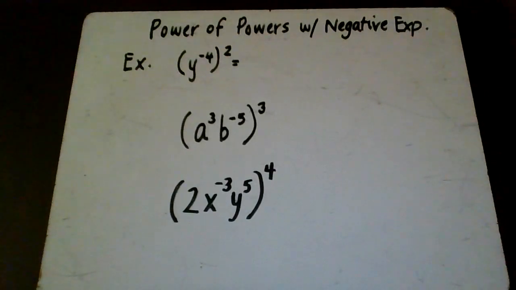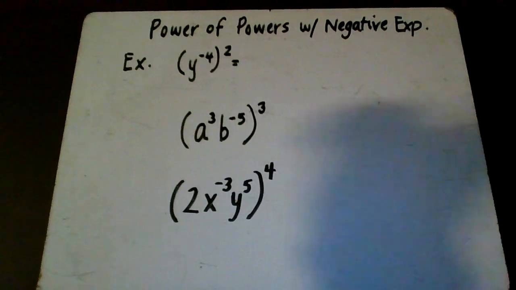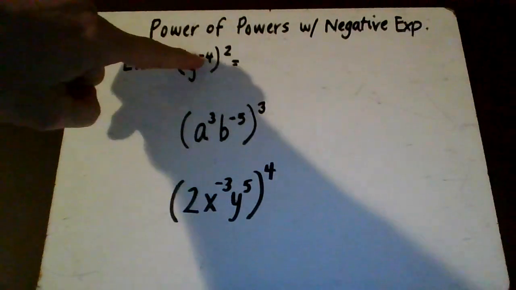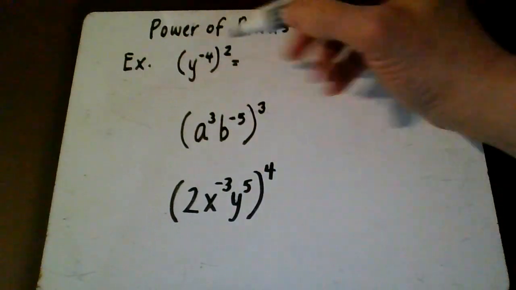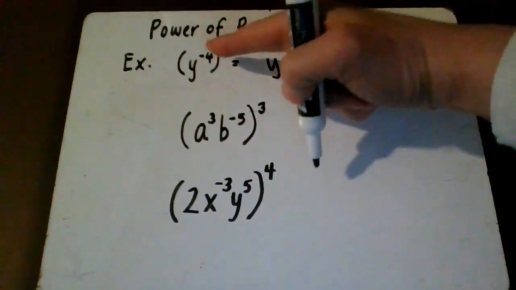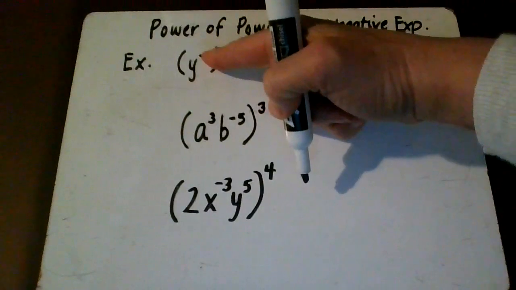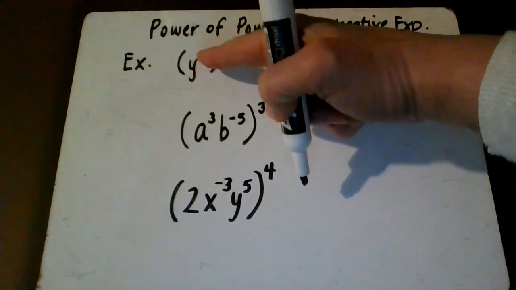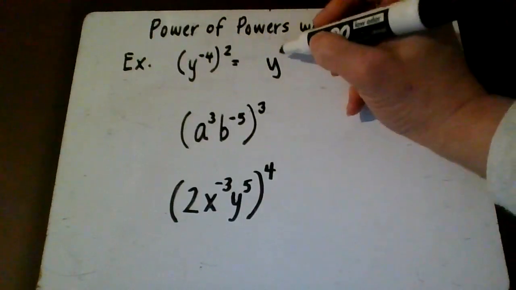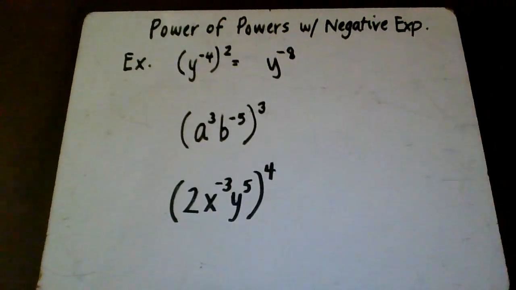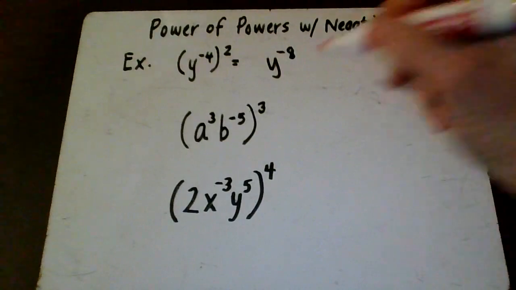Okay, so we're combining power of powers this time with negative exponents. So you can see I have a power of a power. And so when we have a power of a power, I keep the base the same and I multiply the exponents. So I have negative 8, because I multiplied negative 4 times 2, which would be negative 8. And that's a negative exponent, so I have to get rid of it.